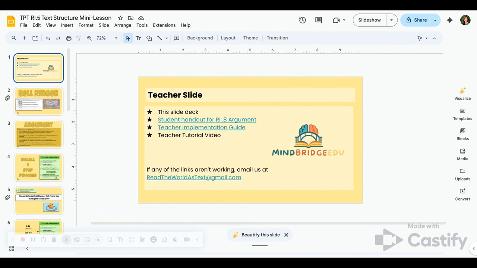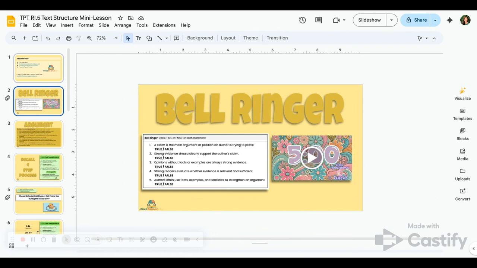So you'll see on here that it comes with this slide deck, a student handout with an answer key at the bottom. So watch that. A teacher implementation guide, which is literally a written version of what I'm about to do right now. And then I'm shooting the teacher tutorial video right now. So bell ringer is going to be the same for this whole skill series. So it's true or false, just kind of like an easy win.